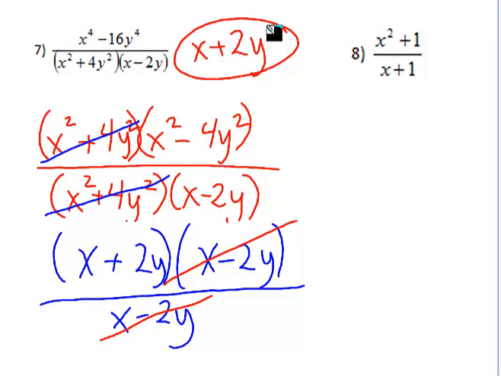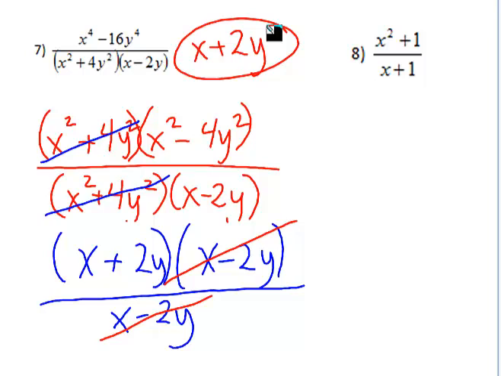And the very last problem, x squared plus 1 all over x plus 1. Is there a greatest common factor in the numerator or in the denominator? No. Okay, so now we need to see if we can factor it. So the denominator, does that look like it's already as simplified as we can go?